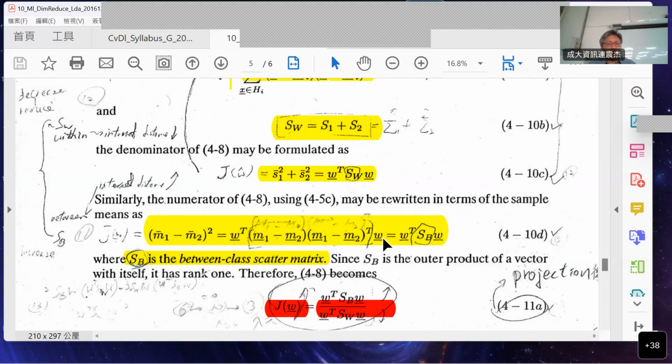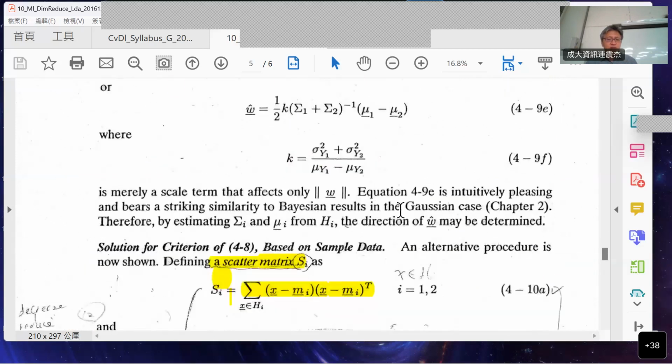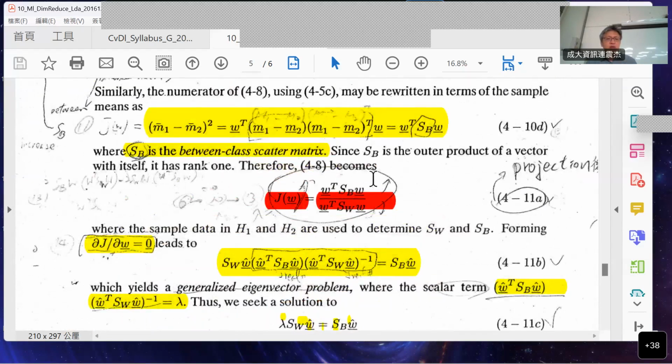Okay, so after this one, because our purpose is try to find W, and mean is given in high dimension, mean is average value in high dimension. So both we define as SB. So the numerator term will become this one. So we know SB. We will try to find W. And SB is this one. SB is the average value in high dimension. So we know this one.